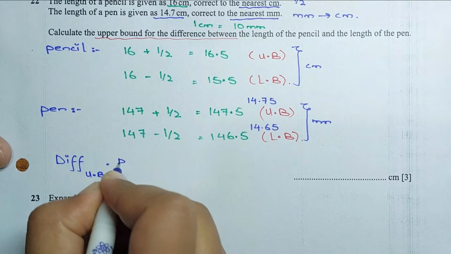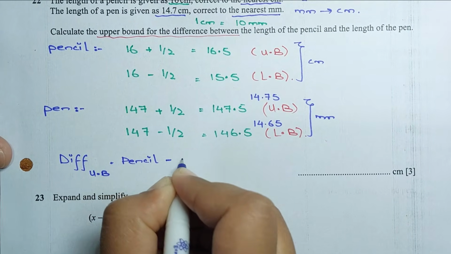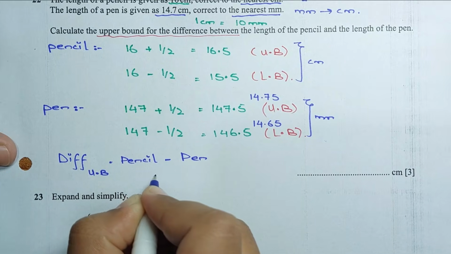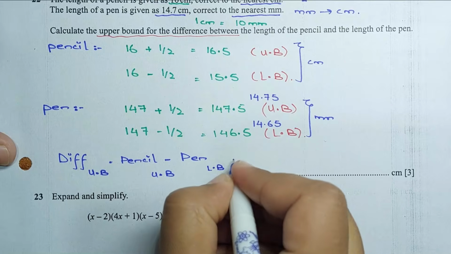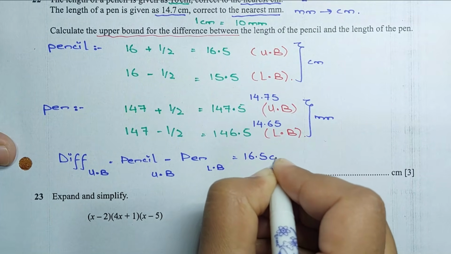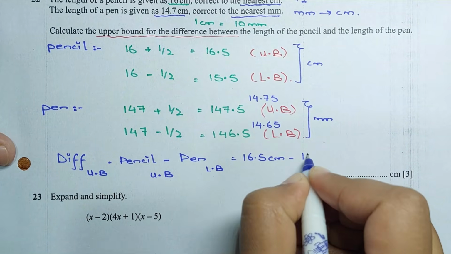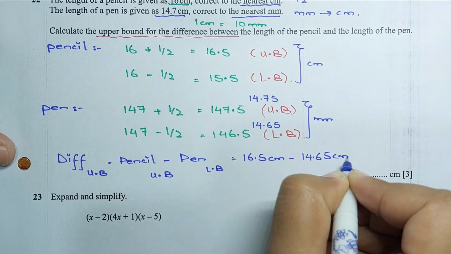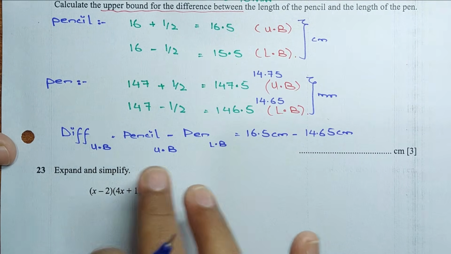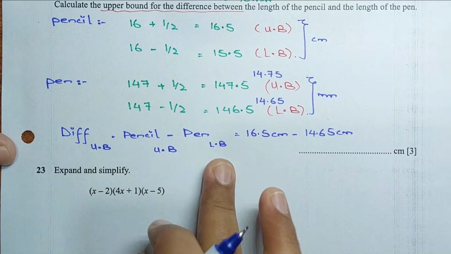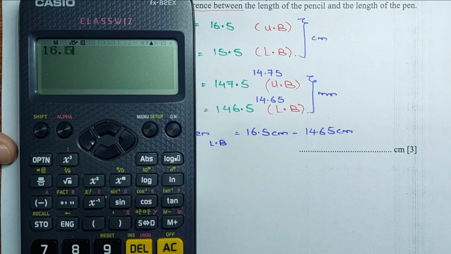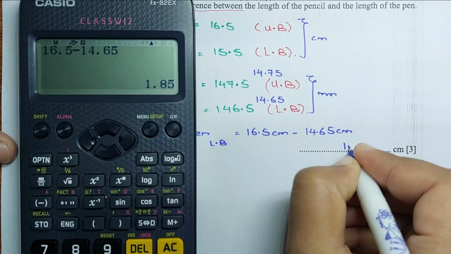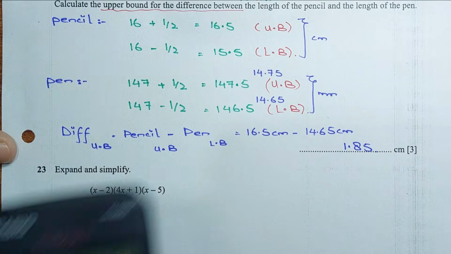Length of pencil, subtract the pen. So pencil should be the upper bound and pen is the lower bound. Pencil upper bound is 16.5 centimeters, and the pen lower bound is 14.65 centimeters. In a difference, if it is upper, then upper minus lower. If it is lower, then we do lower minus upper, right? 16.5 subtract 14.65 is 1.85 centimeters.